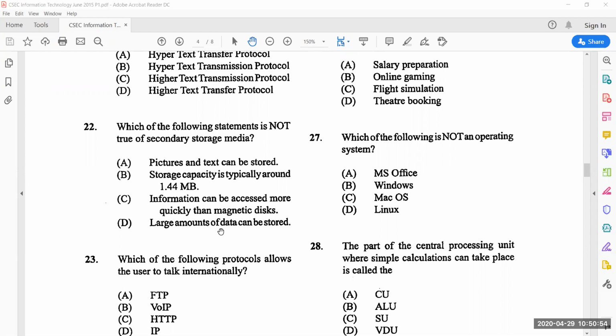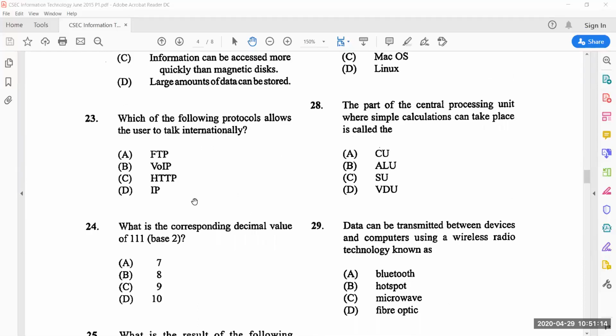Okay, that is true. Let's go back a little bit. Information can be accessed more quickly than my disk. Yes. Pictures and text can be stored. Yes. So the answer is B. Right, so the capacity is typically around 1.44 megabytes, and that is not true. Okay, 23, which of the following protocols allows the user to talk internationally? B, sir. Yes, B, VoIP or voice over IP.